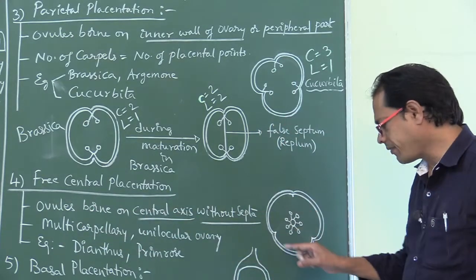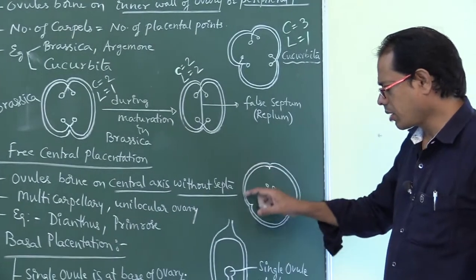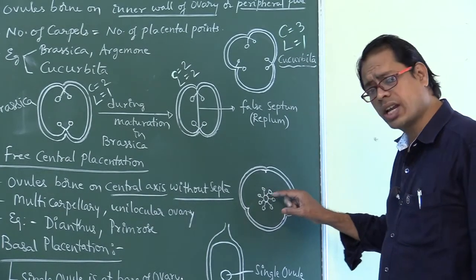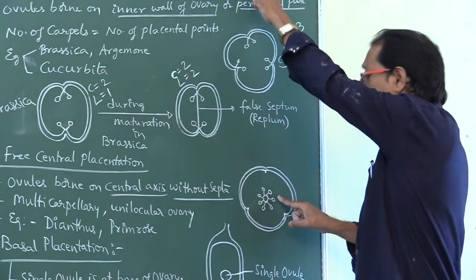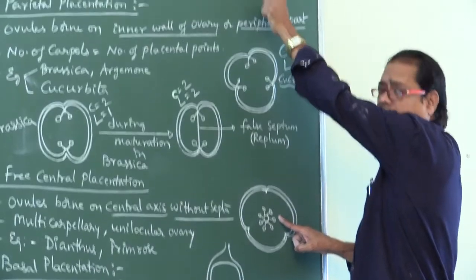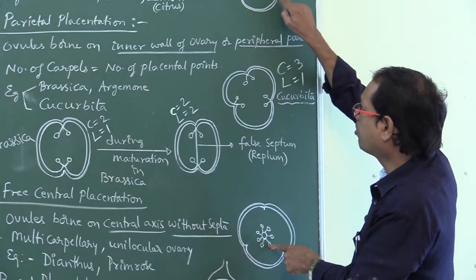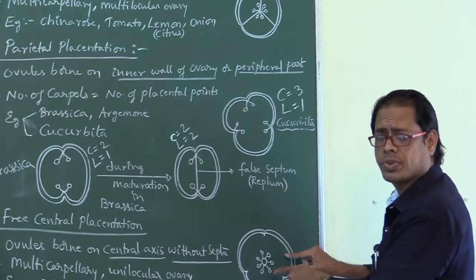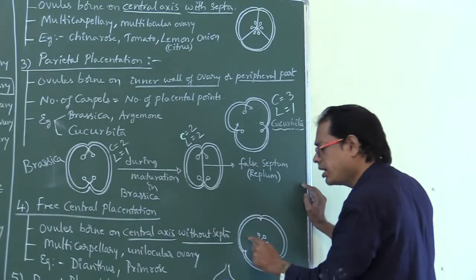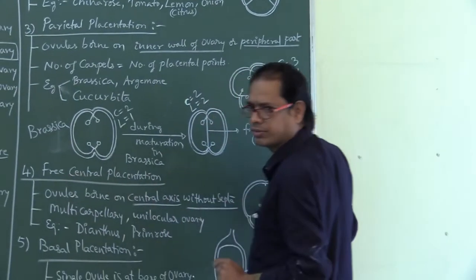Now this is the diagram of free central. One carpel, second carpel, third carpel, like that many carpels are present. The ovules are borne on the central axis. If we observe these two diagrams, ovules are borne on the central axis. Here septa present, here septa absent. So ovules borne on central axis without septa is called free central. Free central means without septa.